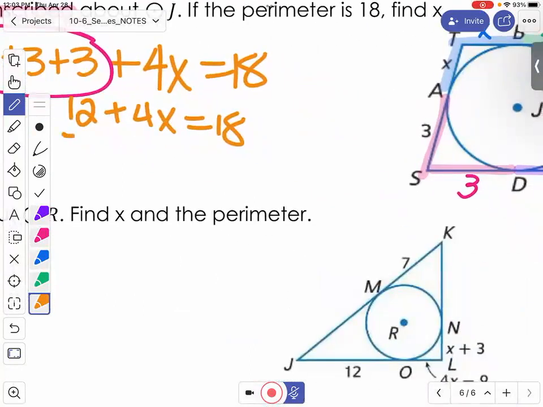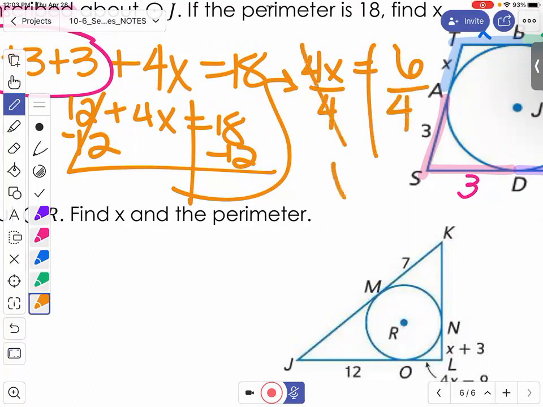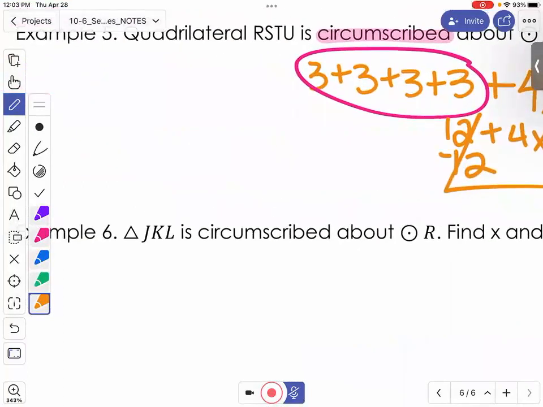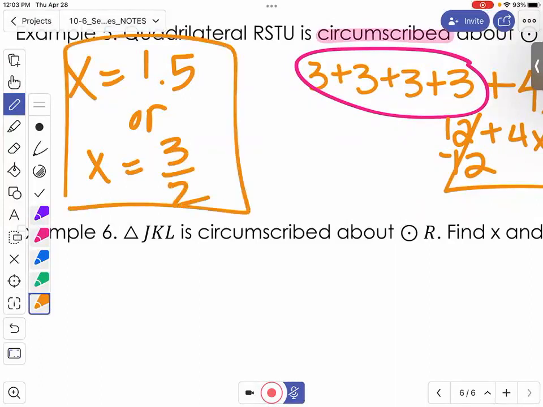Now let's solve this. Let's subtract that 12 from both sides. So my 4X has to equal 6. Divide both sides by that 4. And my X is 1.5. Or you could easily have 3 over 2, just depending on which way you need to answer the question. Either of them are accepted. So again, you could have 1.5 or X could be 3 over 2. Either of these are correct.